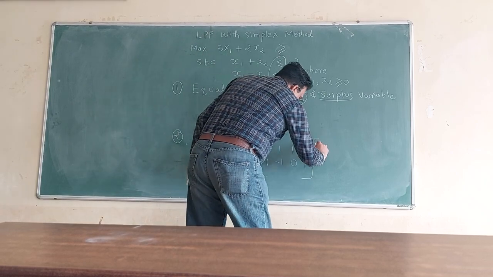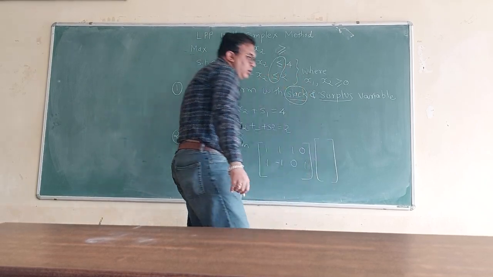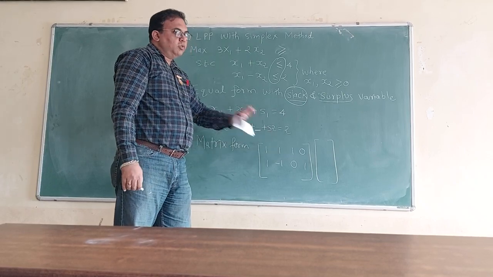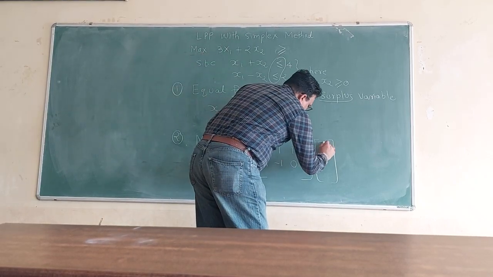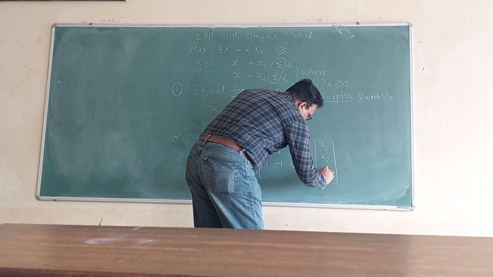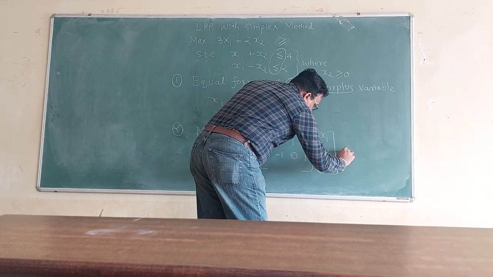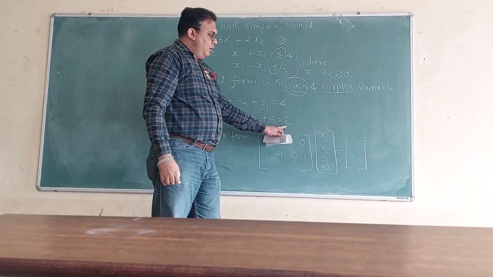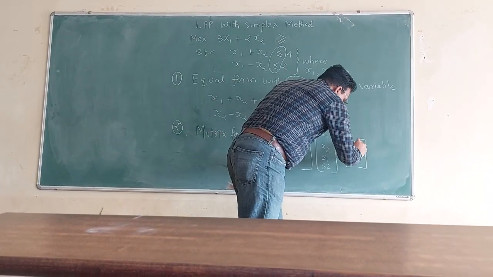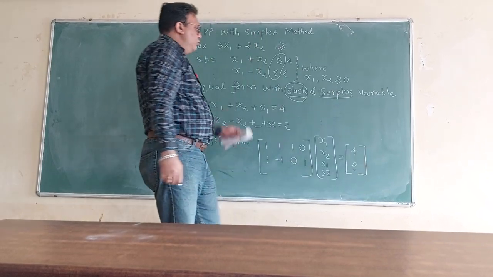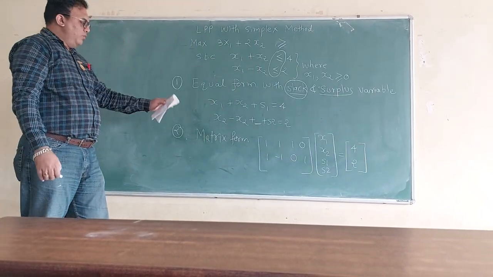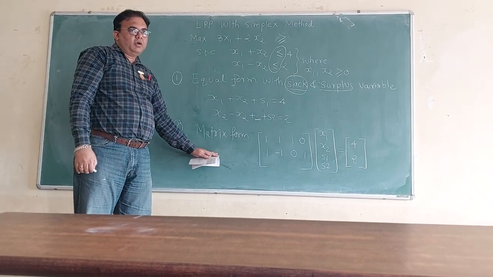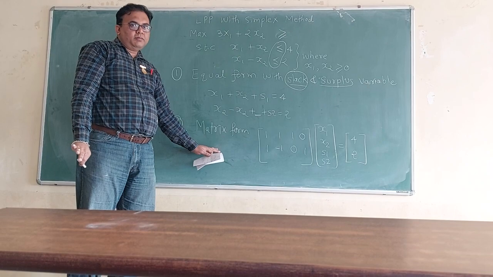Now the variables which we are using in this form: x1, x2, s1 and s2. So there are 4 variables. So we have to write x1, x2, s1, s2, and on the right hand side the values 4 and 2, right? So 4 and 2. So this is step number 2. We have to convert equal form into matrix form. Okay? Any question up to here?